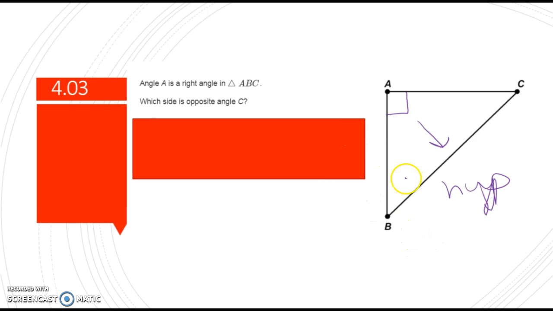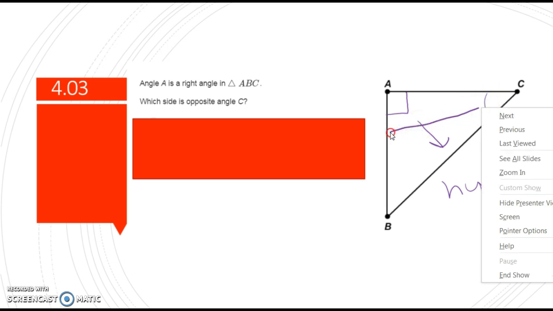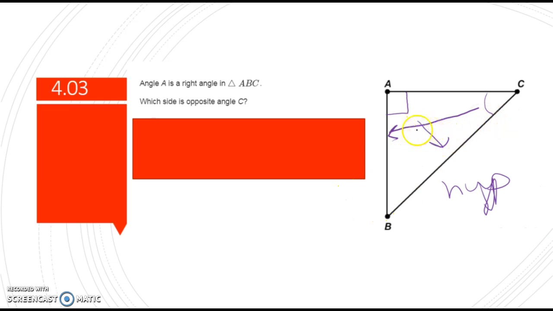And it says, what side is opposite from angle C? So here's angle C. You always just want to draw a line straight across the triangle. Whatever side that line hits, that is the opposite side from that angle. So in this case, the opposite one from C is side AB.